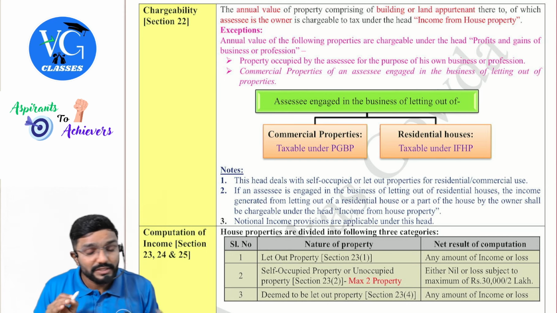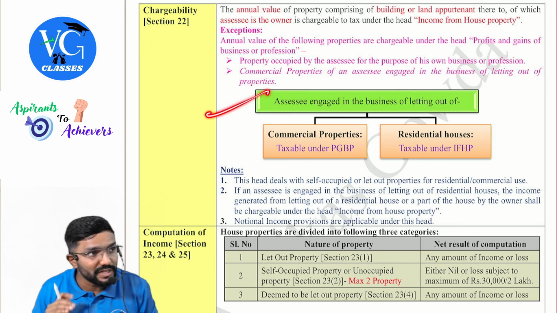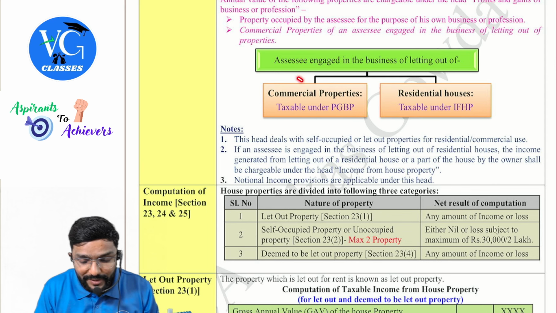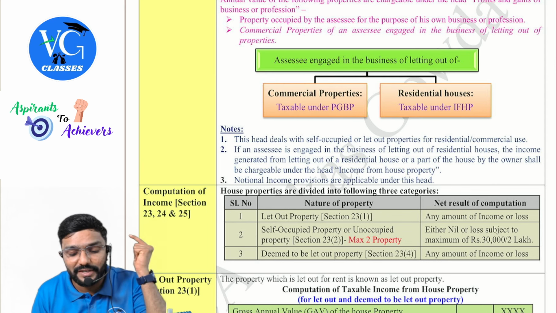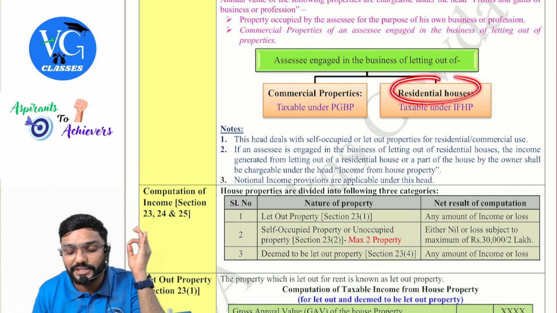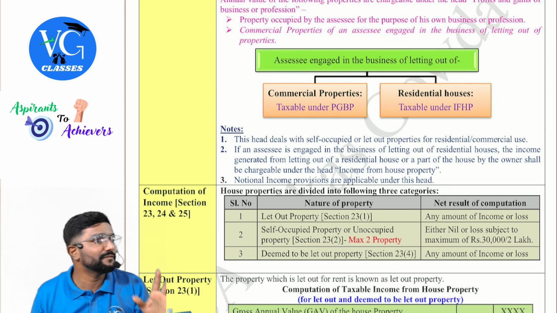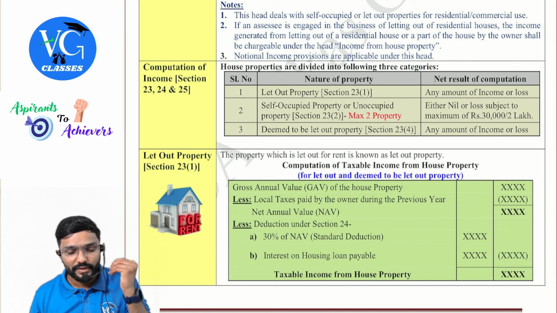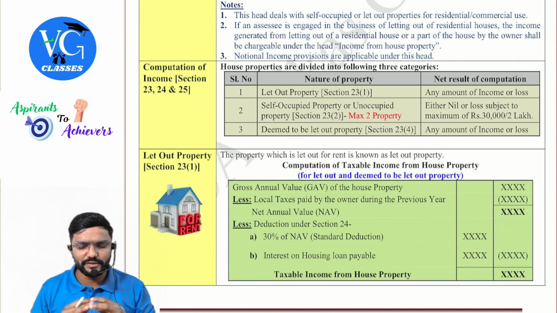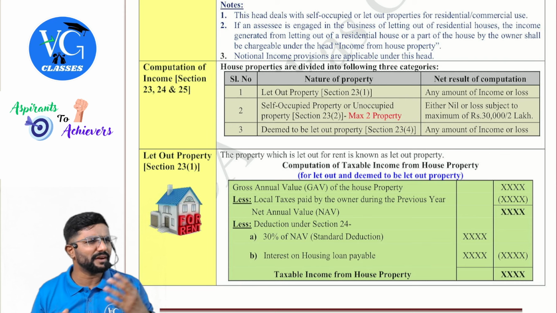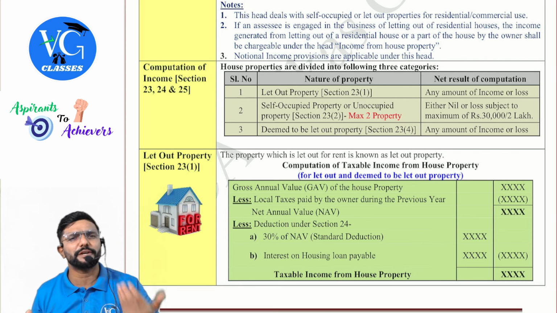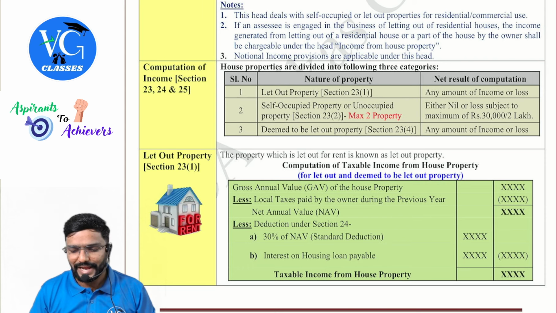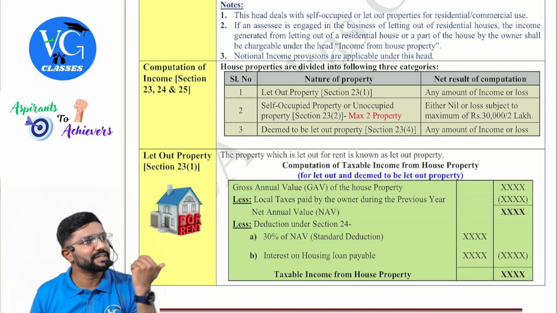Yes, sir. Next, sir, what if it is a residential house? I have made a small chart here. Observe. If the assessee is engaged in the business of letting out a commercial property, rental income is taxable under the head PGBP. Sir, what if it is a residential house? It is covered under IFHP, that is income from house property. Amendment, amendment, amendment. Please take care. Okay. Next, notes. This head deals with both self-occupied as well as let-out property. Or we also have one more category called deemed to be let-out property. Deemed to be let-out property is treated at par with let-out property, guys, as if for residential or commercial purpose.